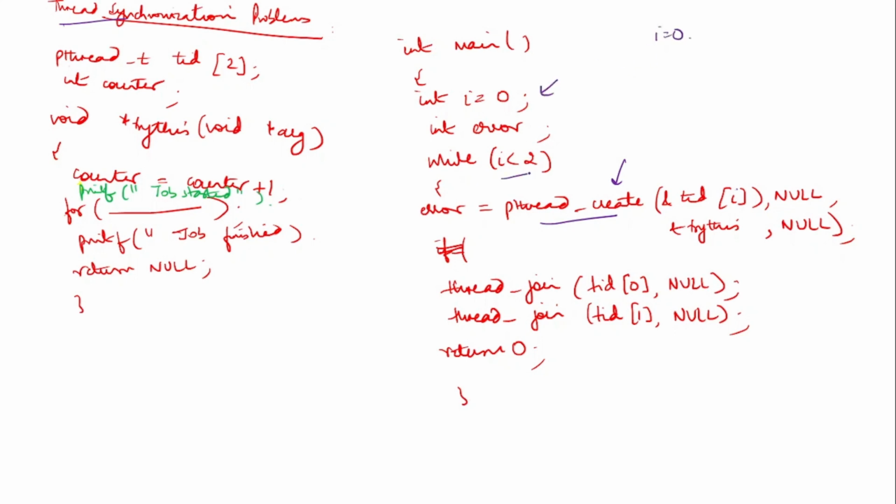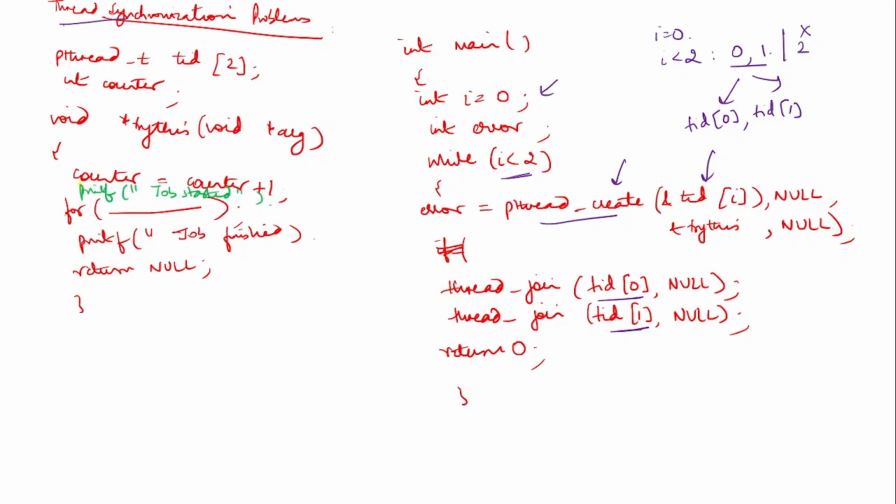Then I use a while loop till I is less than 2, which means the value of I would be 0 and 1. When the value of I is 2, the program will come out of the while loop. So for 0 and 1, two threads will be created here, one with TID 0 and one with TID 1, right? These two threads would be created, and then I will be joining both of them. So you can see here TID 0, TID 1, both the threads are joined.